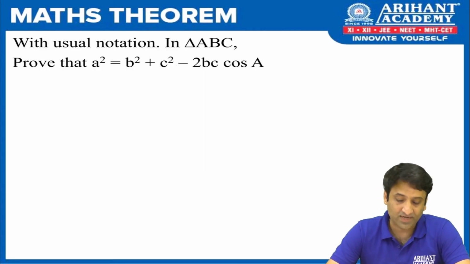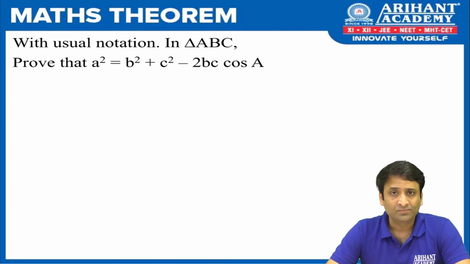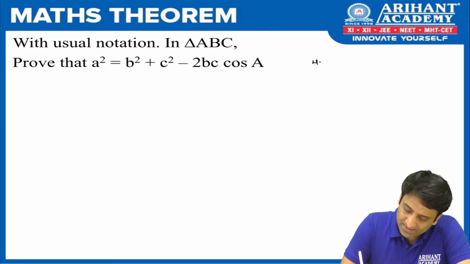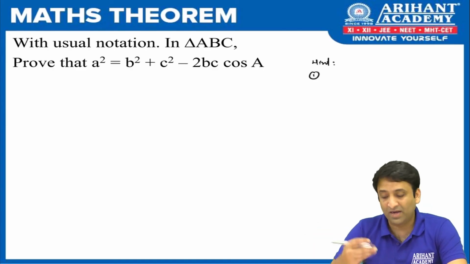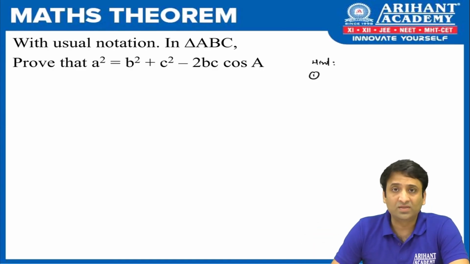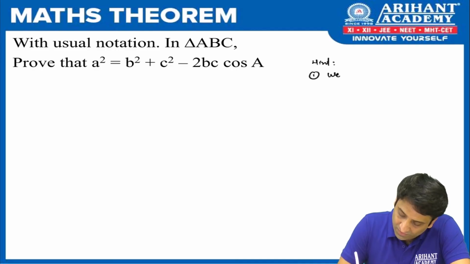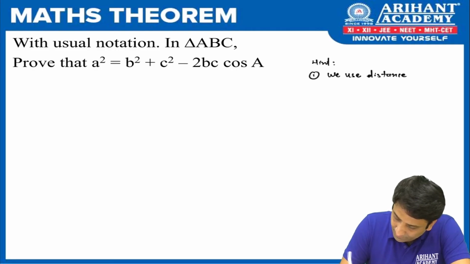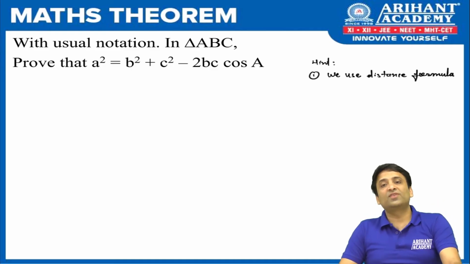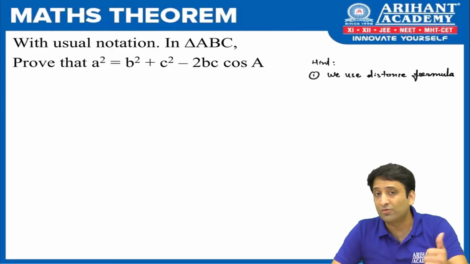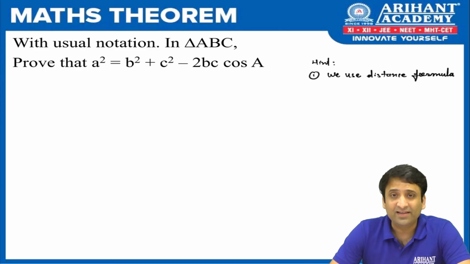Okay, this is cosine rule of triangle ABC. Now to remember this rule, hint. Again, I give you simple way to remember this proof rather than by hiding all the things. Hint number 1 says we use distance formula. Okay, so to prove this, we are going to use what? Distance formula. Sine rule के लिए क्या यूज किया था? Area of triangle. ठीक है, just remember area of triangle.